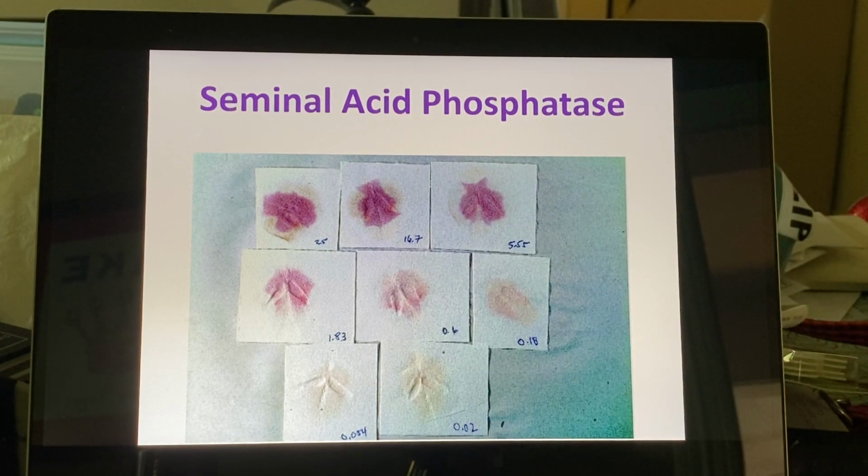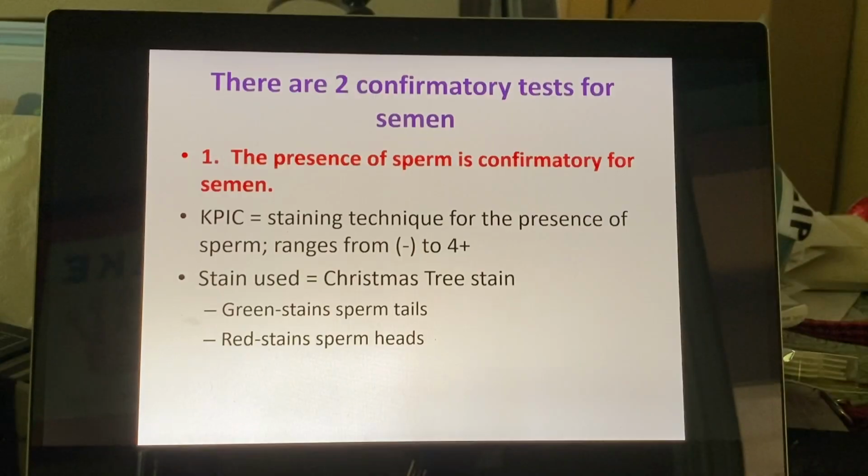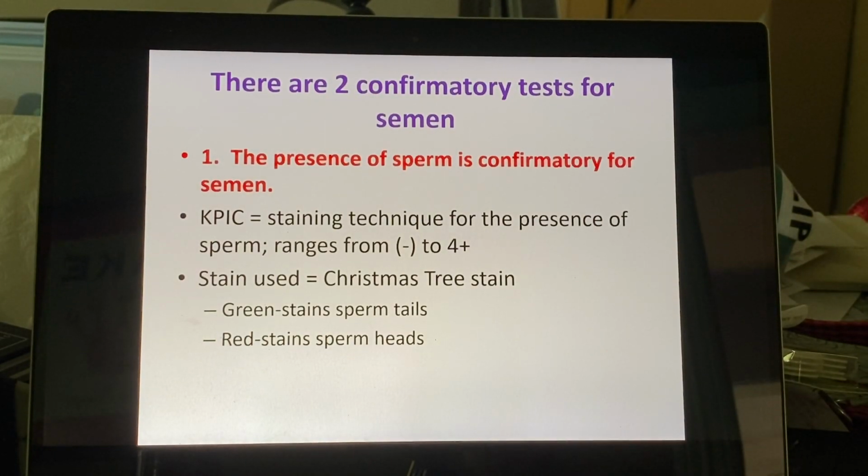The SAP test is not as sensitive as the KM test. That's one of the drawbacks to it. But it's still pretty sensitive, and it can at least give you an indication that semen is present. Okay, so that's the presumptive test, or the preliminary test.